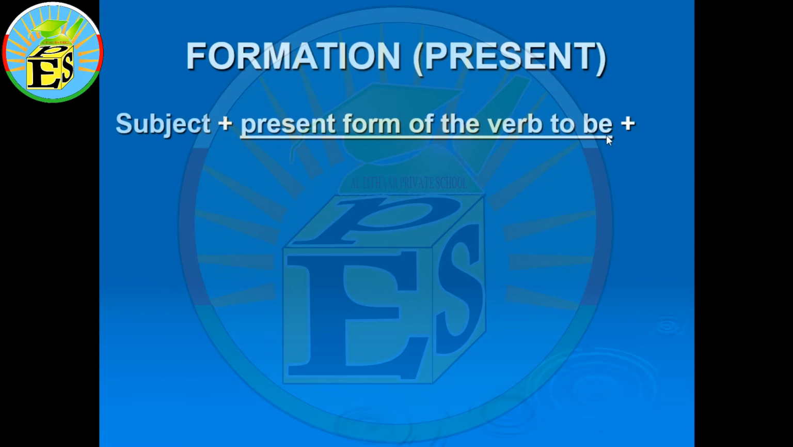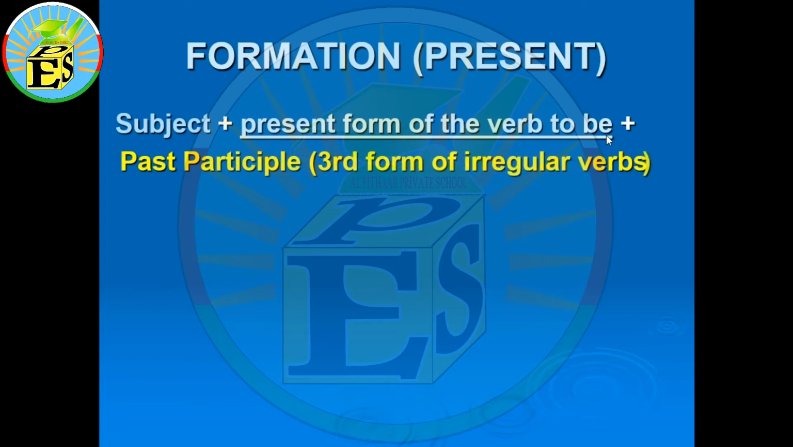Present form of the verb to be plus the past participle. Past participle is the third form of irregular verbs. Each verb in English has three forms: the infinitive, the past, and the past participle. Okay? Look at the example here.